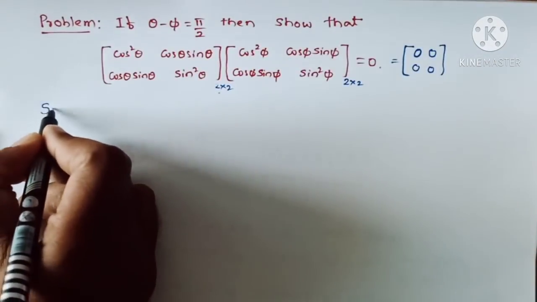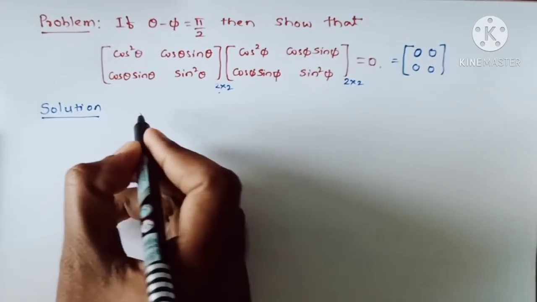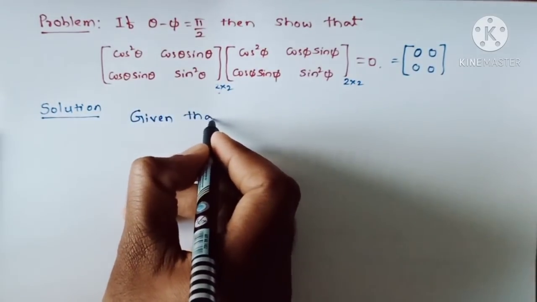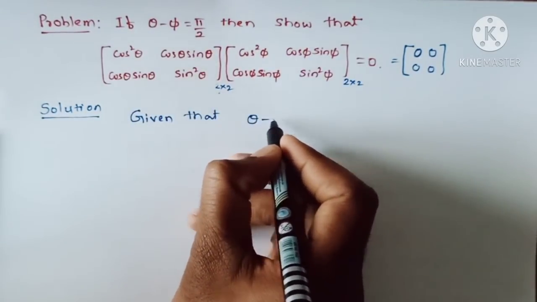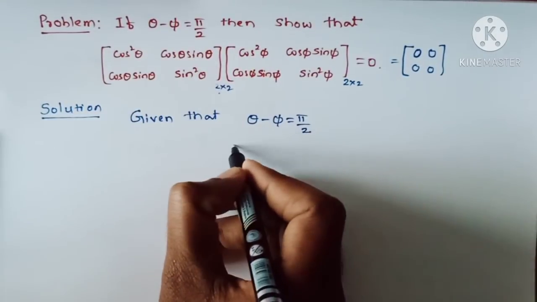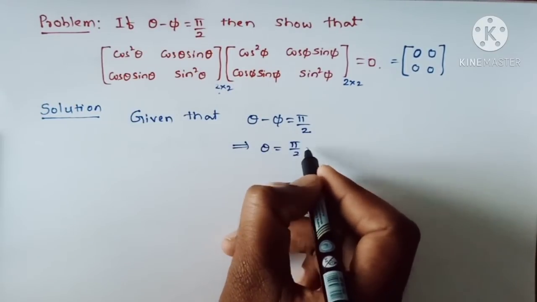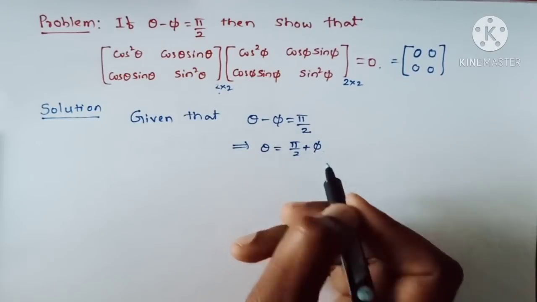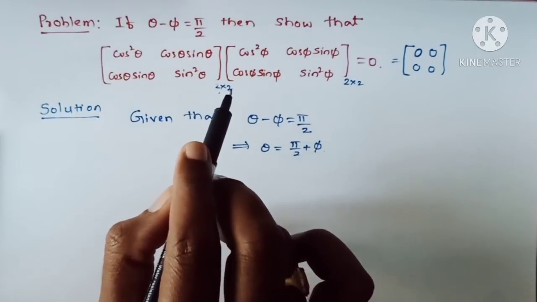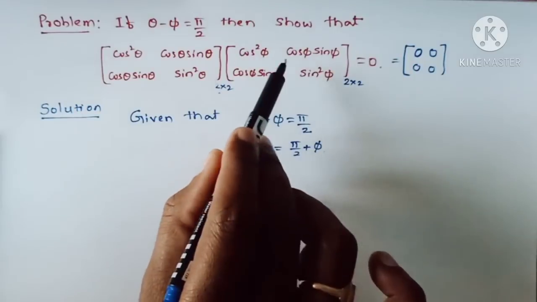See the solution here. Given condition is theta minus phi is equal to pi by 2. That implies theta can be written as pi by 2 plus phi. The problem involves two trigonometric ratios, sin theta and cos theta, or cos phi and sin phi.